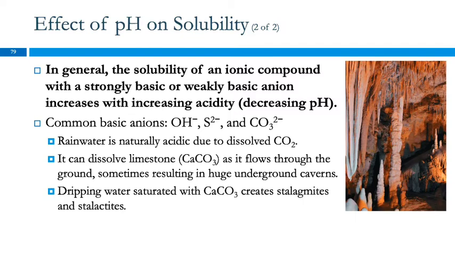Rainwater is naturally acidic due to dissolved carbon dioxide. It's not a super low pH, but it is below 7. And so rainwater will dissolve limestone as it flows through the ground. The result of this is underground caves. And we get stalactites and stalagmites growing as the dripping water that's saturated with calcium carbonate falls. As the water evaporates, it leaves behind the calcium carbonate.